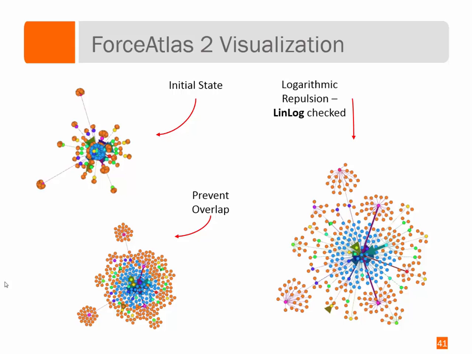And then finally, on the right-hand side, if we have logarithmic repulsion in linlog checked, notice how it basically pushes out some of those nodes. It still looks very similar to our representation on the bottom left-hand side of the screen. It's just got a lot more space in between our nodes there. So it's a little bit easier to read.